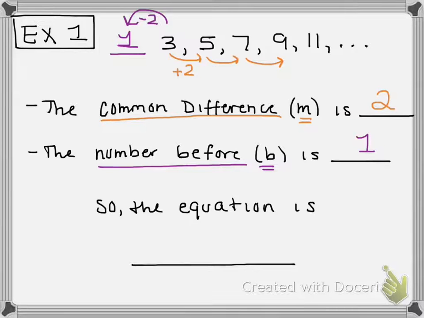Now we're just putting the whole equation together. So my equation is y equals my m value, which we said was the number 2. X is just going to stay x. And then plus my b value, we said was the number 1. So we just took those two numbers that we found, our common difference and the number before, and we put it into our equation. And that's my answer here. The equation for the sequence is y equals 2x plus 1.